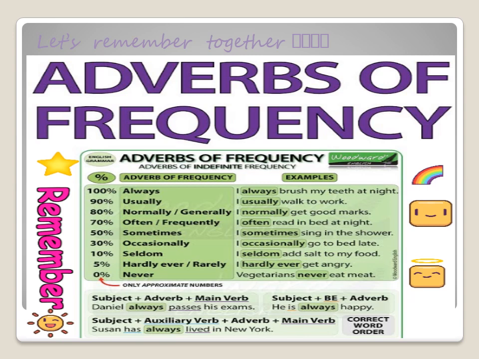So the subject plus adverb plus the main verb. Daniel always passes his exam. Or the other position: subject plus the auxiliary verb to be plus adverb. He is always, for example, happy. Subject plus auxiliary verb plus adverb plus the main verb. Susan has always lived in New York.